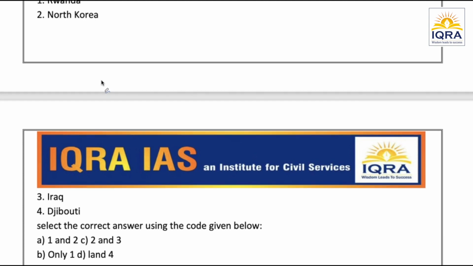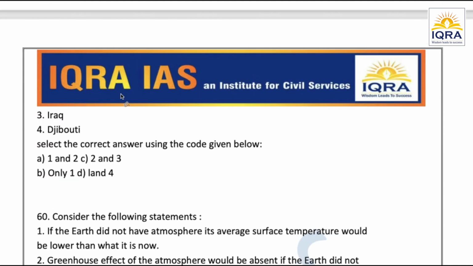All right. So, which among the following countries is or are landlocked? And the options are Rwanda, North Korea, Iraq, and Djibouti. Select the correct answer. There's no conceptual thing for me to make you understand in this. You just open your atlas and see the location.